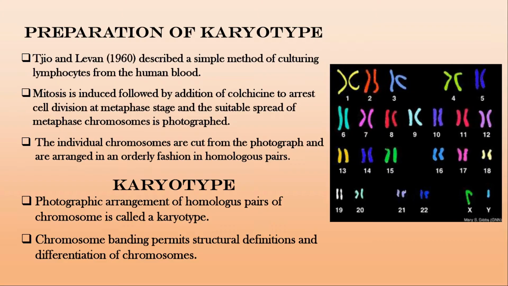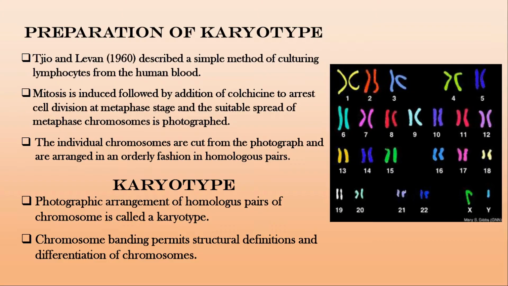Now, preparation of the karyotype. To study the chromosomes, karyotyping is very essential, and it was first done by Geo and Levin in 1916. They described a simple method of culturing lymphocytes. Lymphocytes are the WBCs from human blood, and mitosis is induced in these cells, followed by the addition of colchicine, a substance which will arrest cell division in the metaphase stage. This metaphase stage is suitable for separating all the chromosomes, and a suitable spread of metaphase chromosomes is photographed.